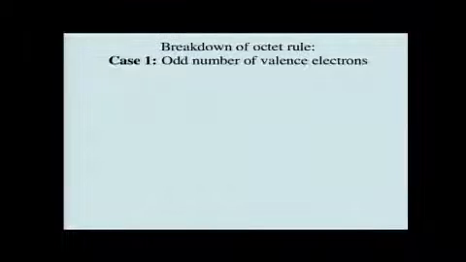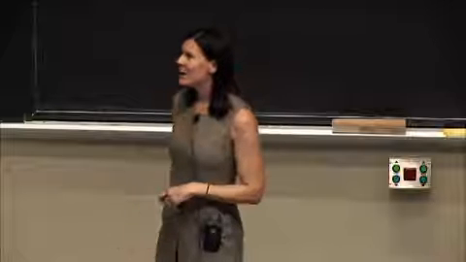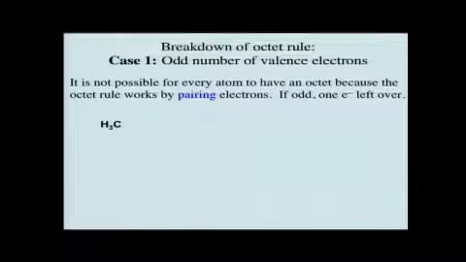The first example where we're going to see a breakdown is anytime we have an odd number of valence electrons. This is probably the easiest to explain and to think about, because if we have an odd number, that means we can't have our octet rule, because our octet rule works by pairing electrons. And if we have an odd number, we automatically have an odd electron out.